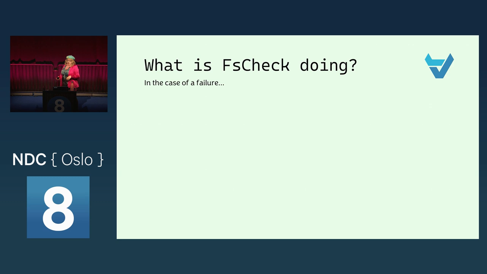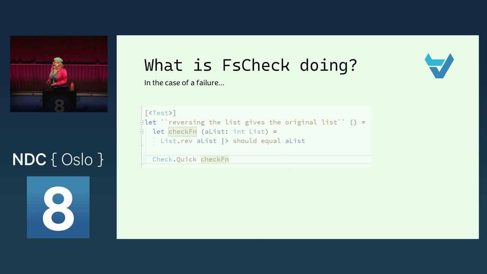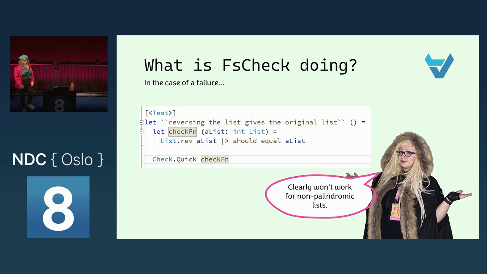So one thing that might be helpful is to ask, what happens if it fails? Let's write a test that says reversing a list gives the original list. As I said before, this will only work for palindromic lists, lists that are the same backwards as they are forwards. It won't work for non-palindromic lists. So let's run it, get a red cross, fantastic.